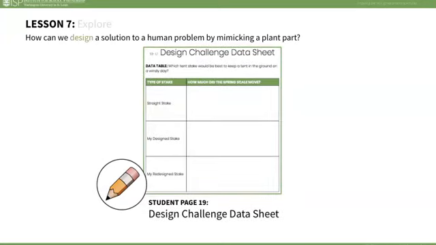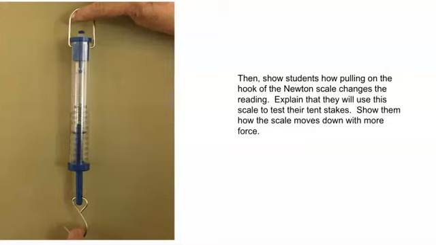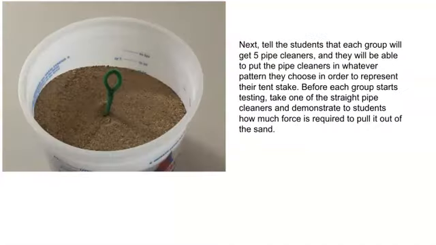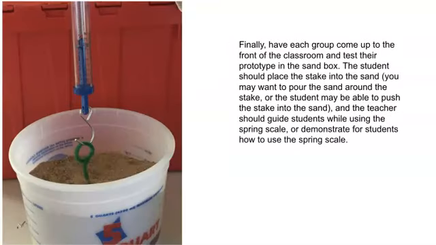Have each group come up to the front of the classroom and test their prototype in the sandbox. Refer to the tutorial for further guidance. The student should place the stake into the sand. You may want to pour the sand around the stake, or the student may be able to push the stake into the sand, and the teacher should guide students while using the spring scale or demonstrate for students how to use it. Guide the students in quantifying their data, again using words like a lot, some, a little, more, or less.